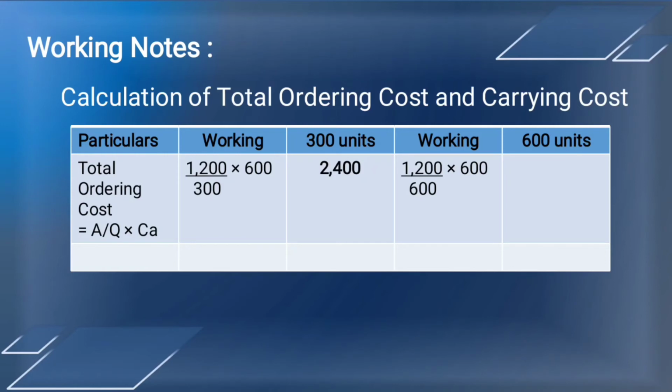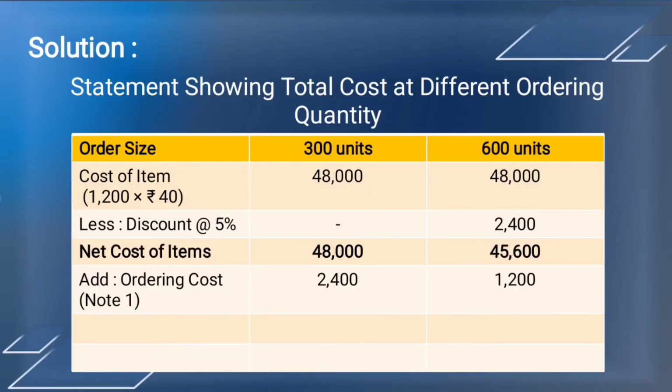Next we'll calculate total ordering cost for 600 units, which will be 1,200 of annual demand divided by 600 into 600, which is CA. So the total ordering cost for 600 units will be 1,200. So we'll record rupees 1,200 as ordering cost under 600 units.